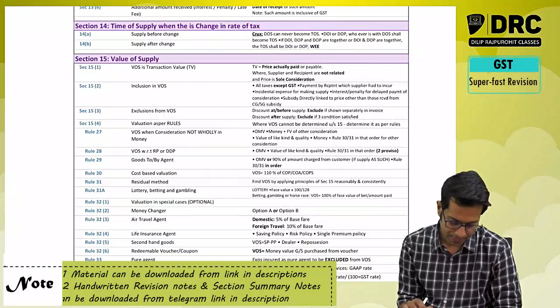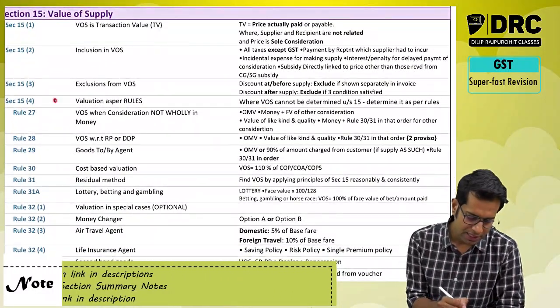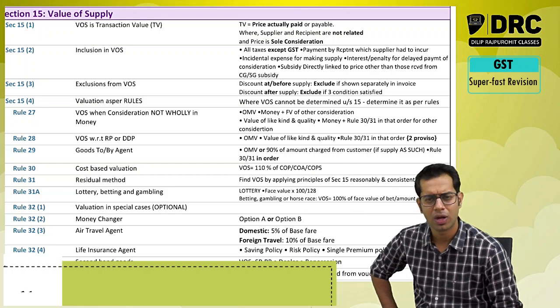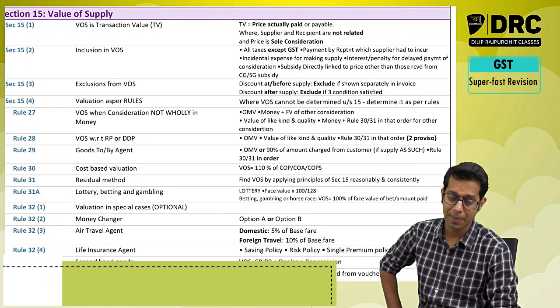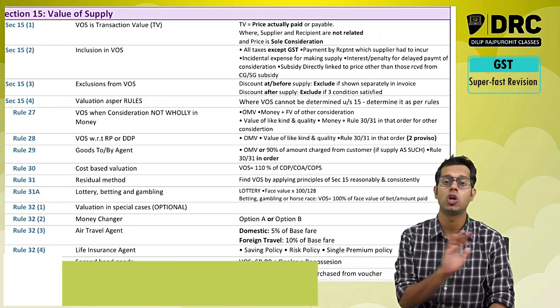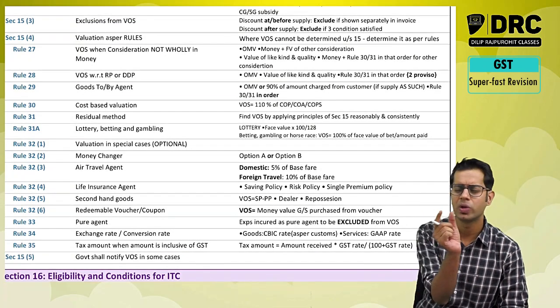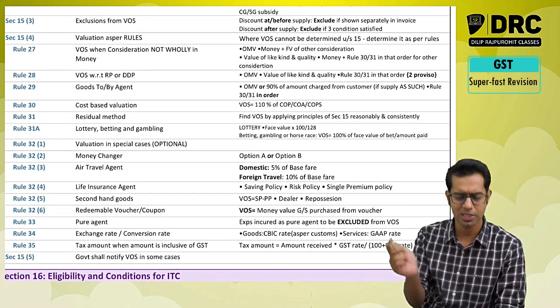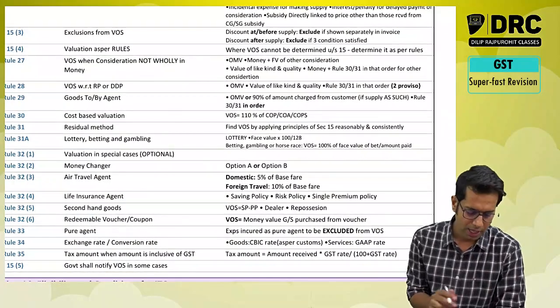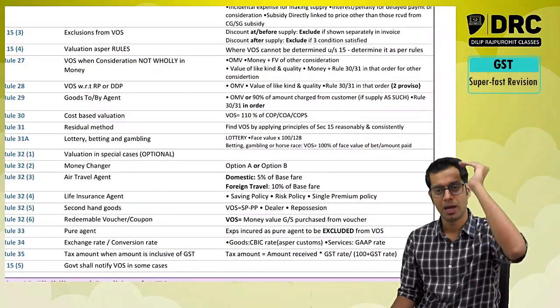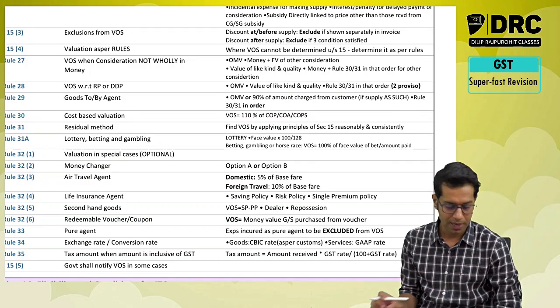Then section 15 subsection 4 and 15.5 are applicable for CMA inter as well as CS inter students. It is not applicable for CA inter students. Okay, for CA inter students, for the next 3 minutes you can just forward. Section 15 subsection 4 says if you are not able to determine the value of supply as per section 15, please determine as per the rules.